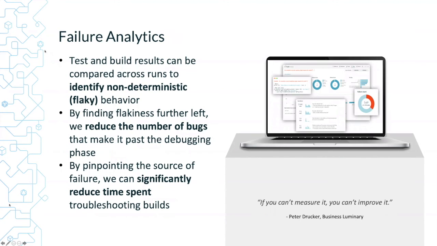With failure analytics, we can compare these types of runs across multiple builds to identify non-deterministic or flaky behavior. And if we can find flakiness further left, then we reduce the number of bugs that make it past the debugging phase. And by pinpointing the source of the failure, we can reduce time spent troubleshooting builds. So, analyzing failure data, analyzing where developers are running into problems, where they're really hitting pitfalls, and understanding changes. If your developers were facing 2-minute build times yesterday, and all of a sudden it's 5 minutes, someone needs to point that out. Someone needs to be diligent over it.